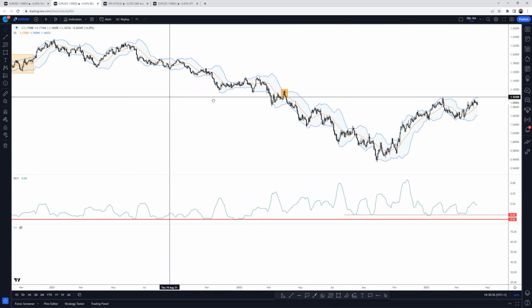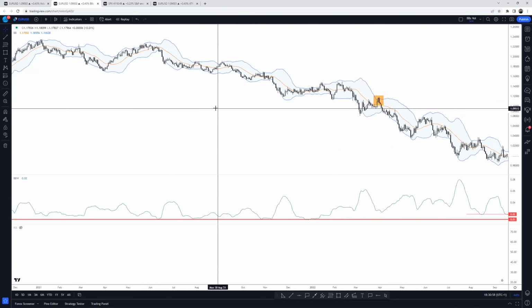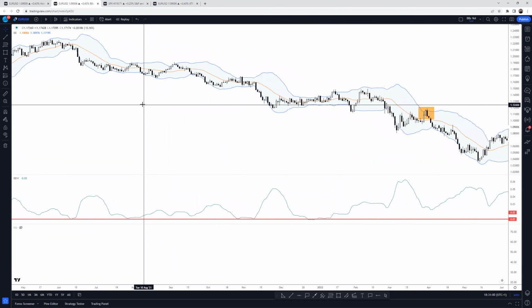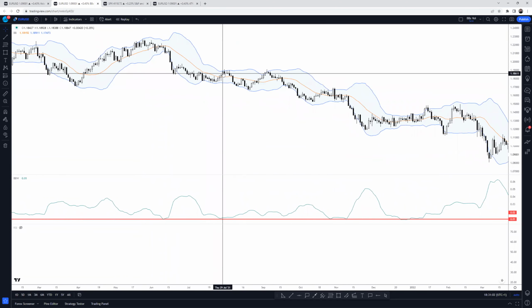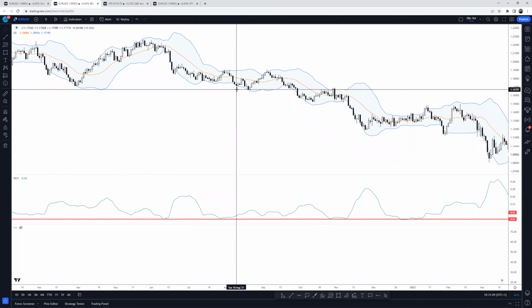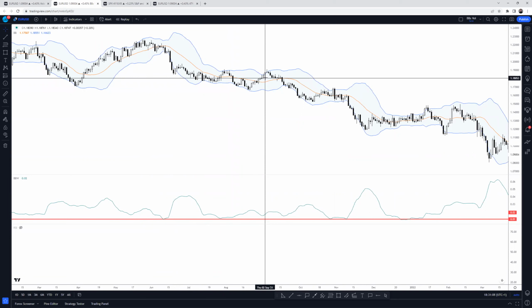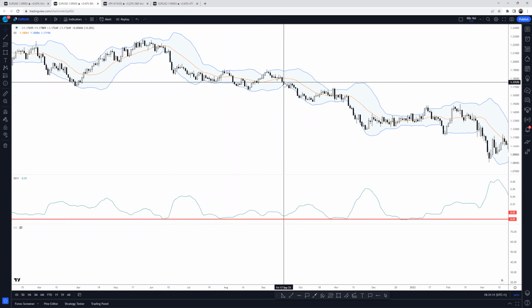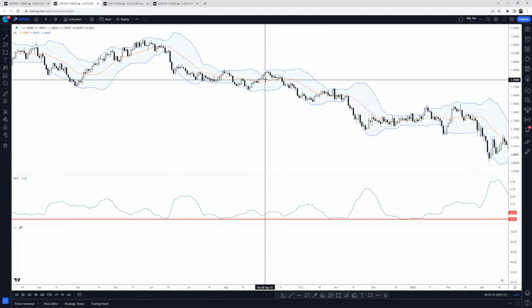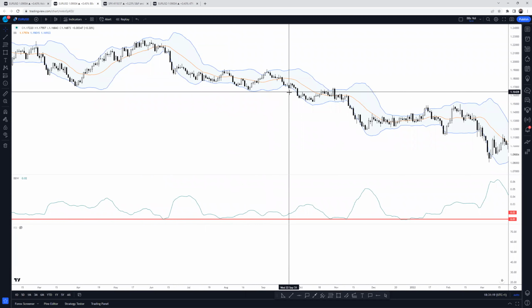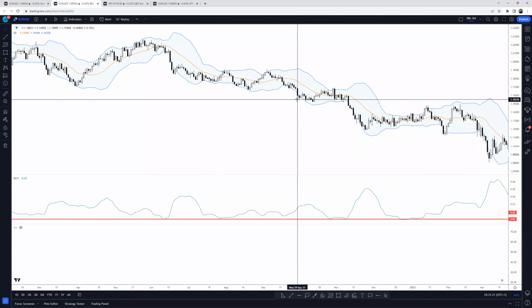So at this point, we look for a defined close outside of the range. We have none of that really here. This is not a defined close, guys. We're looking for a defined close, something strong. I guess you could say that was a close, so that would have been a very false signal at that point. But you could have taken maybe this one here, which could have been a short signal at this point.